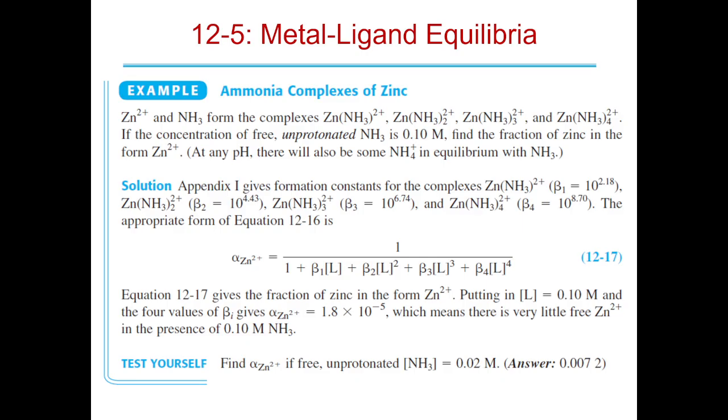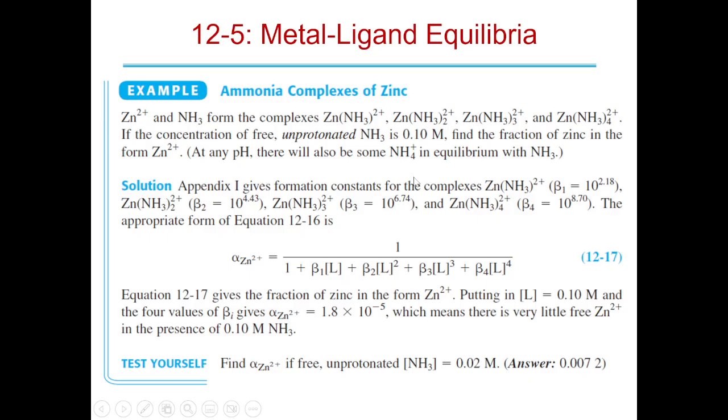Zn2+ and ammonia form complexes, which are these complexes here. Notice there are 4 of those, because ammonia is neutral, so it can bind to the different spots. If the concentration of free unprotonated ammonia is 0.1 molarity, let's find the fraction of zinc in the form of Zn2+. At any pH, there's going to be some ammonium in equilibrium with the ammonia.